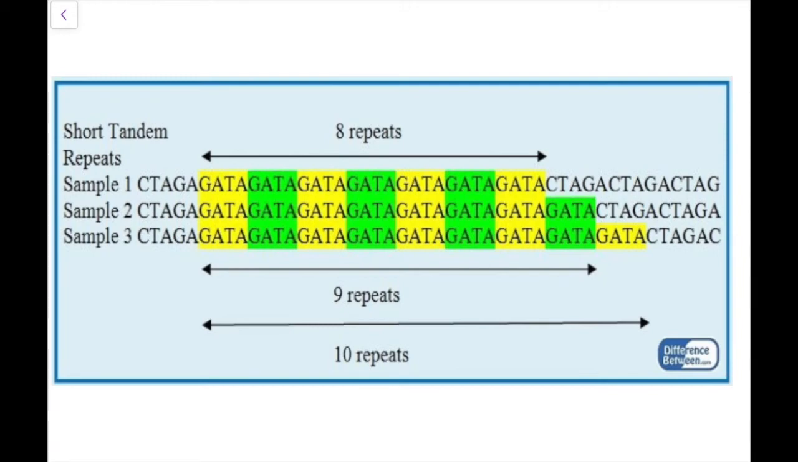So let's have a look what's happening here. We've got this sequence which repeats: GATA, GATA, GATA, GATA. And for the first person, sample 1 DNA, there are 8 repeats. And then for person number 2, there are 9 repeats, and person number 3, there are 10 repeats. So in different people, in between the genes, we get this non-coding DNA. It doesn't make protein.